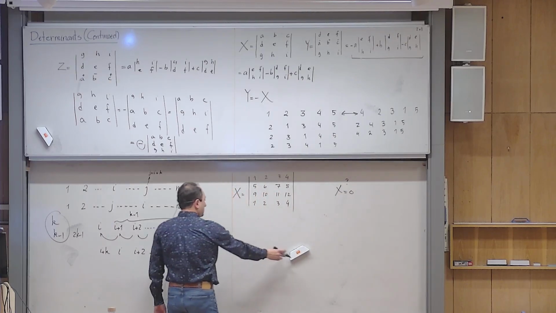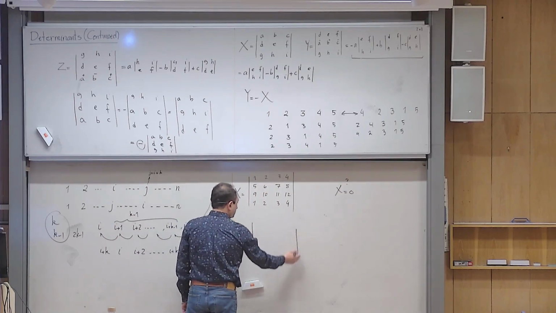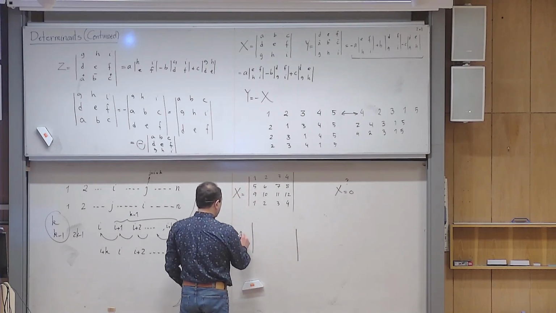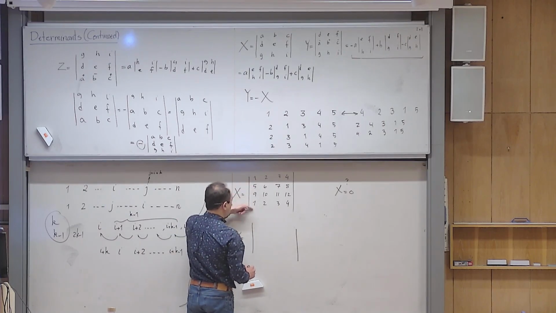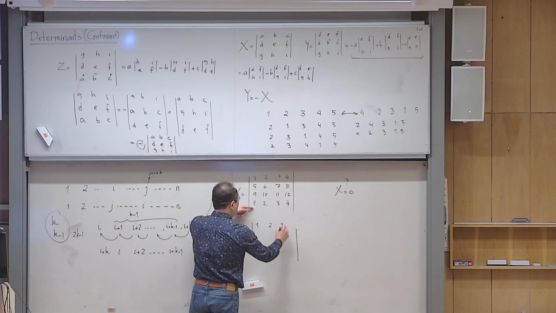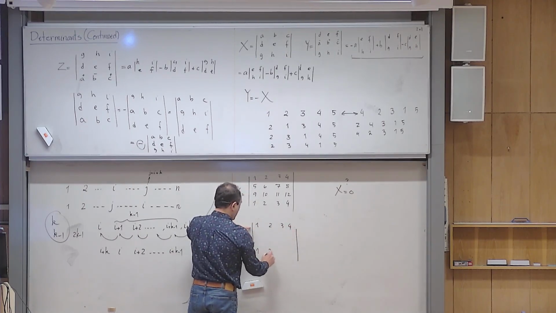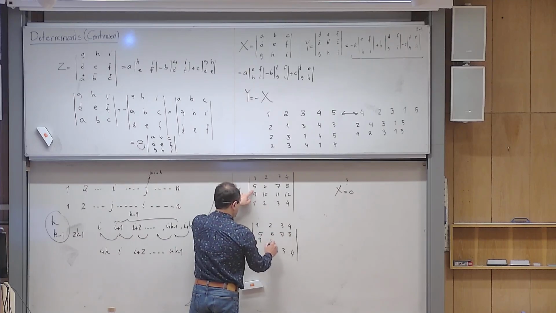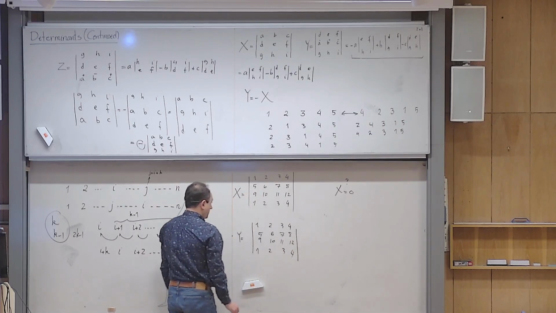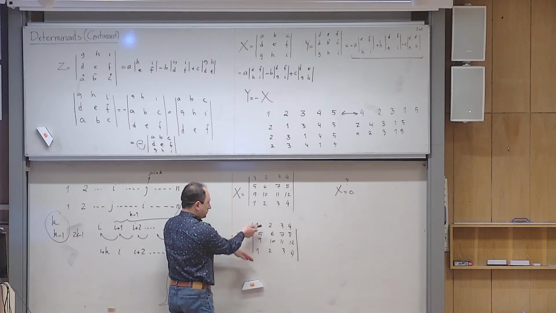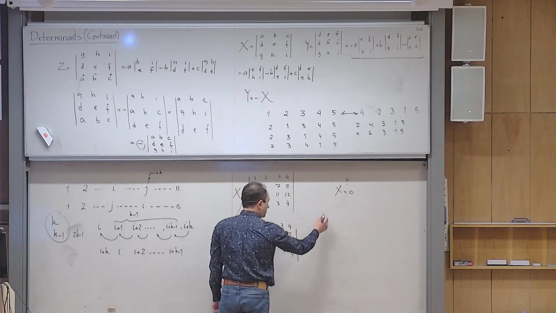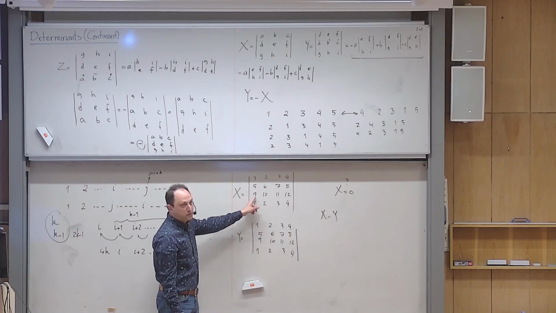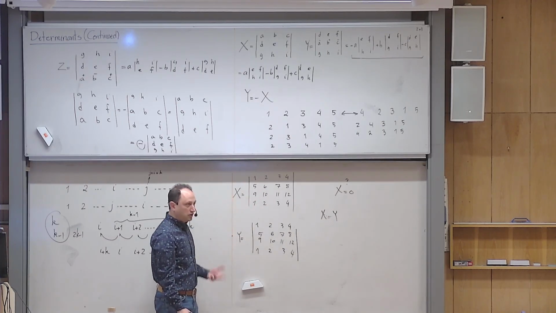Now what I do, I interchange these two rows. So 1, 2, 3, 4 goes up, 1, 2, 3, 4 goes down, and then I repeat everything else. On the one hand, I haven't changed anything, because you see this is exactly the same thing here. So on the one hand, x and y are equal.